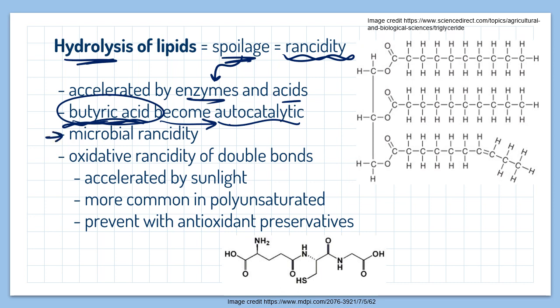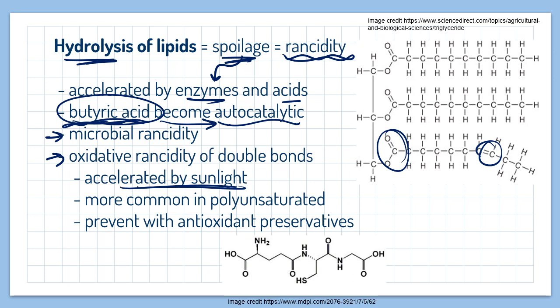Some of our fats and oils can go bad because bacteria get into them, and the bacterial enzymes will actually increase the rate of the hydrolysis of those triglycerides. It is often oxidative rancidity, where oxygen is jumping in there and breaking down those double bonds, or breaking down the esters a little bit. Interestingly, this is often accelerated by sunlight.